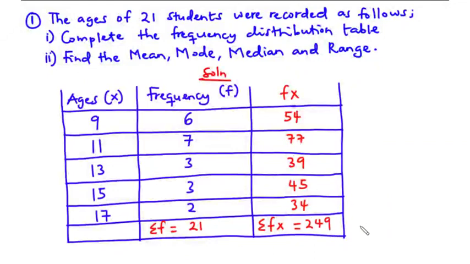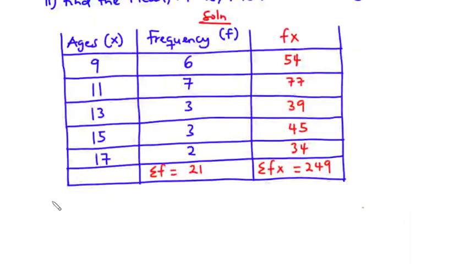So we've been able to complete the frequency distribution table for this distribution. Now let's move on and find the mean, the mode, median, and range for this distribution. So let's start off with the mean. The mean is given by the formula summation of fx divided by summation of f. We have summation of fx and we have summation of f. So we are going to put in these values in this formula.